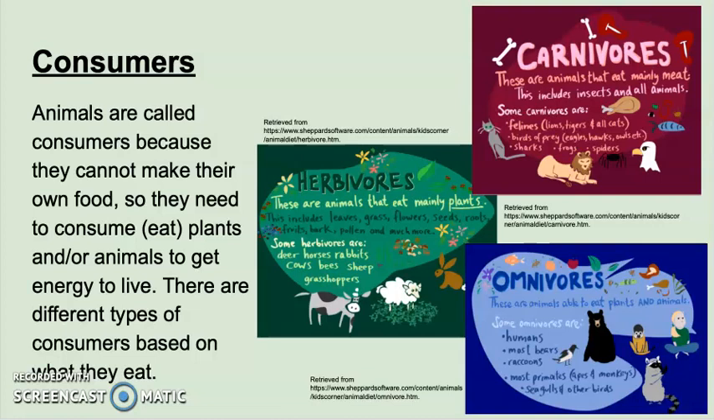There are different types of consumers based on what they eat, such as carnivores, which are animals that eat mainly meat, such as lions and eagles and spiders. There are also herbivores, which are animals that eat mainly plants, such as deer and rabbits and cows. And then there are omnivores, which are animals that are able to eat plants and animals, such as humans, most bears, and seagulls.